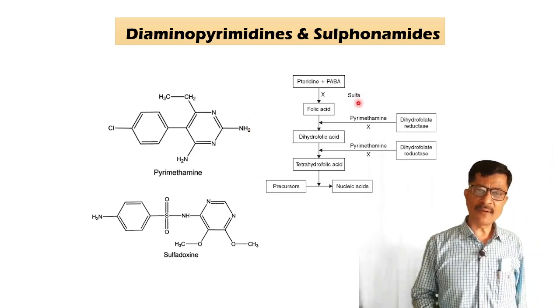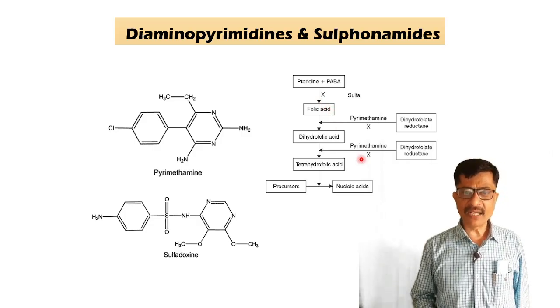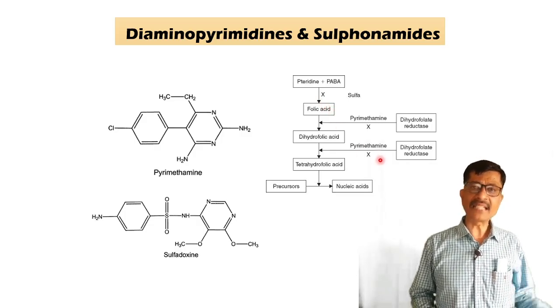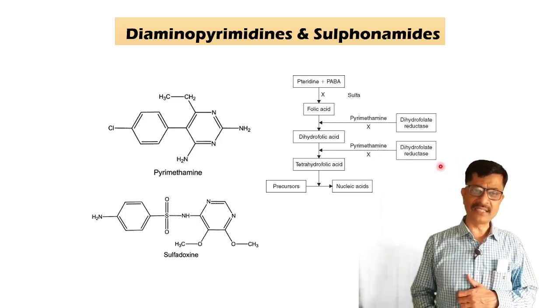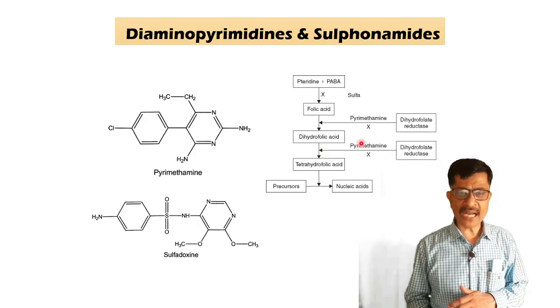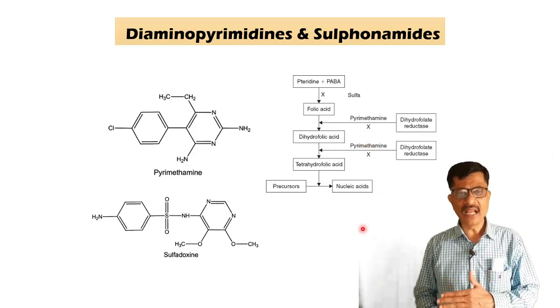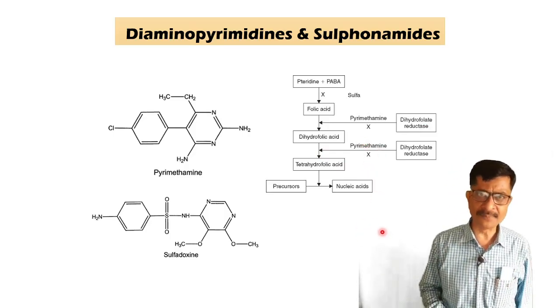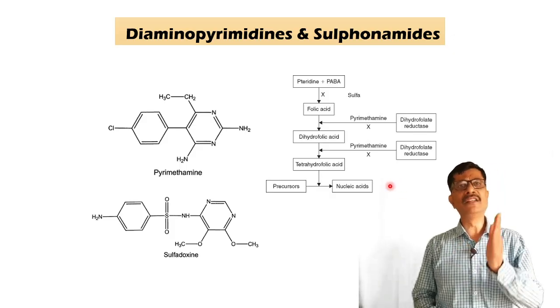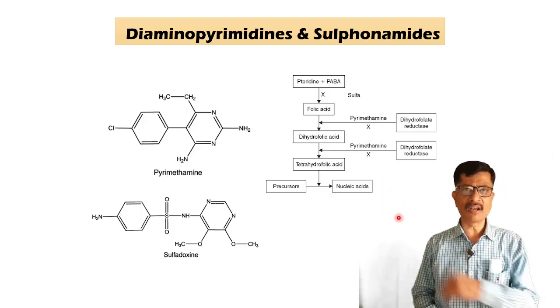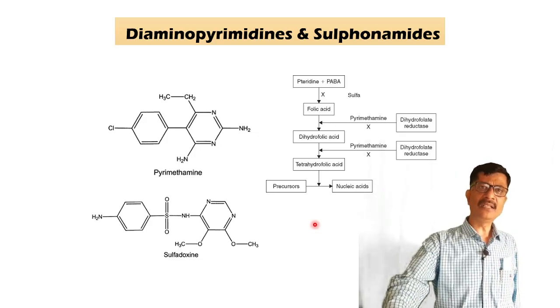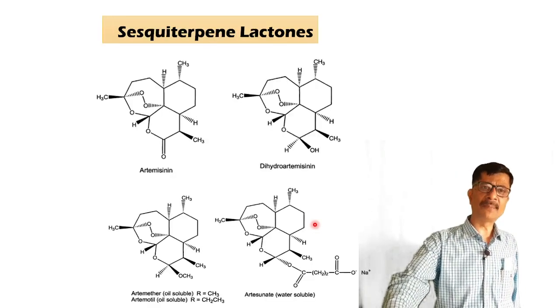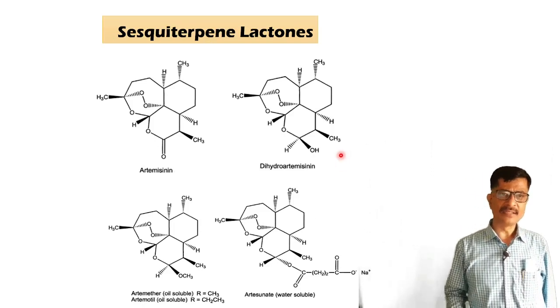Sulfa acts here by competitively inhibiting PABA, whereas pyrimethamine, like trimethoprim, inhibits the enzyme dihydrofolate reductase and prevents conversion of dihydrofolic acid to tetrahydrofolic acid and further folate coenzymes, which are required in different biochemical processes of the malaria parasite. So this is how the malaria parasite can be stopped from its multiplication and further infections.